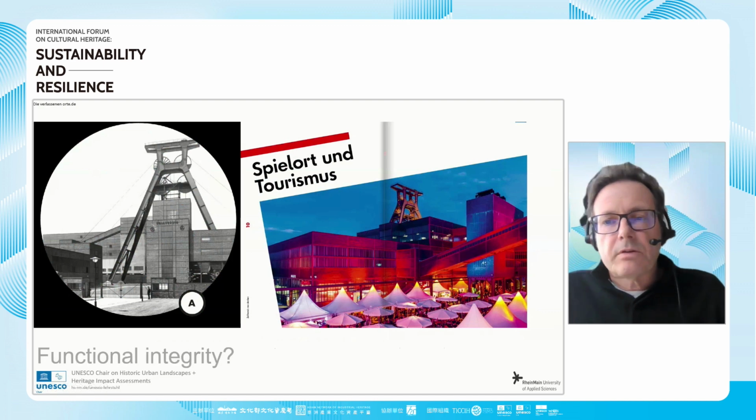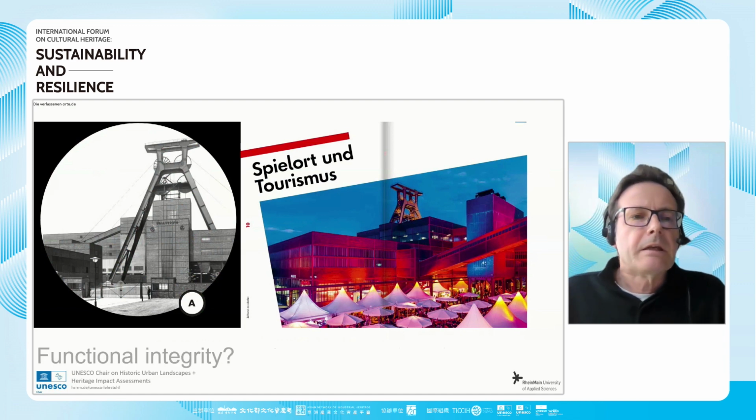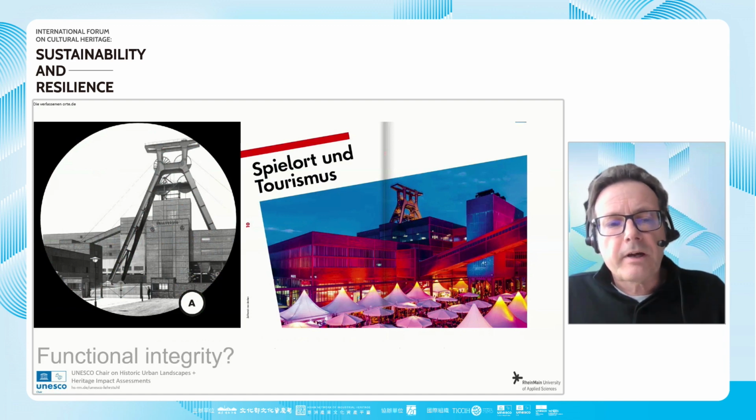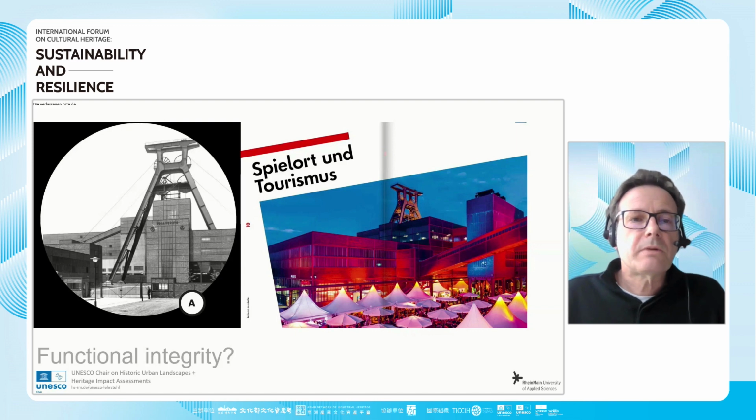But this means, of course, that issues are raised by this transformation process. Why, or in how far, for instance, would the functional integrity suffer under these new activities. For instance, events, of course, are radically changing also the functional and the visual appearance of the site.